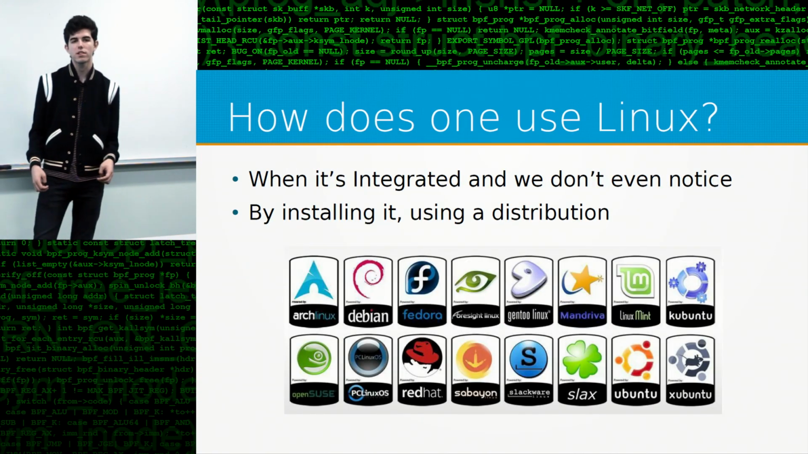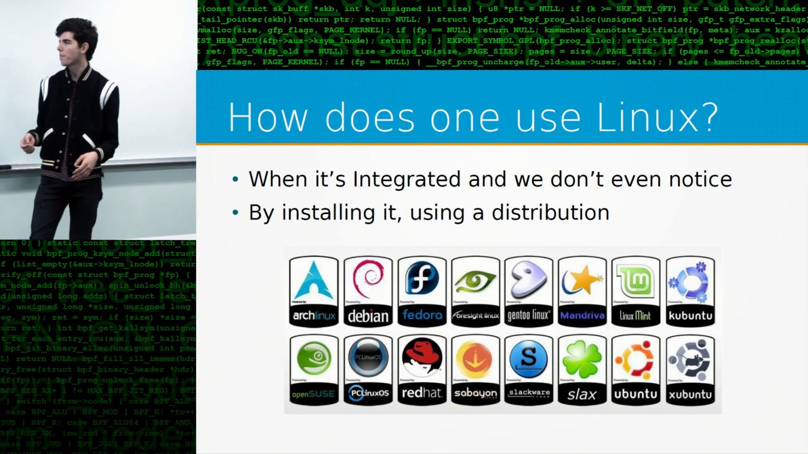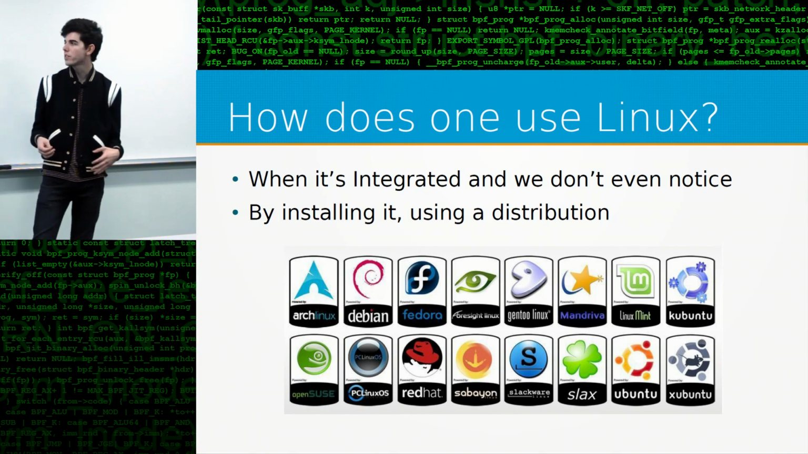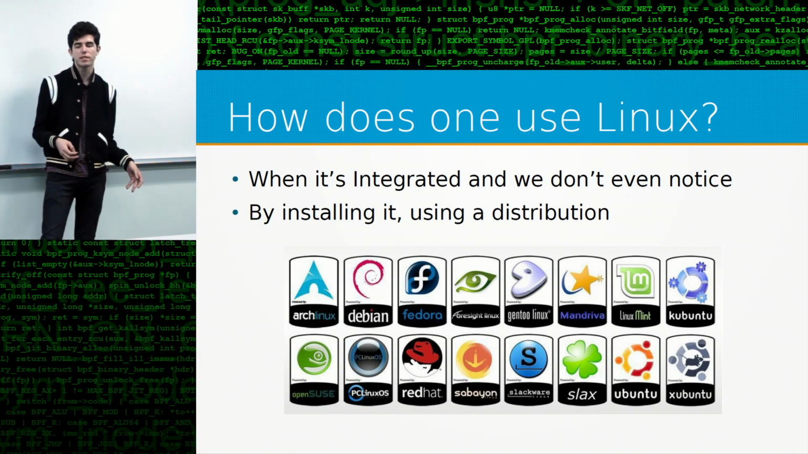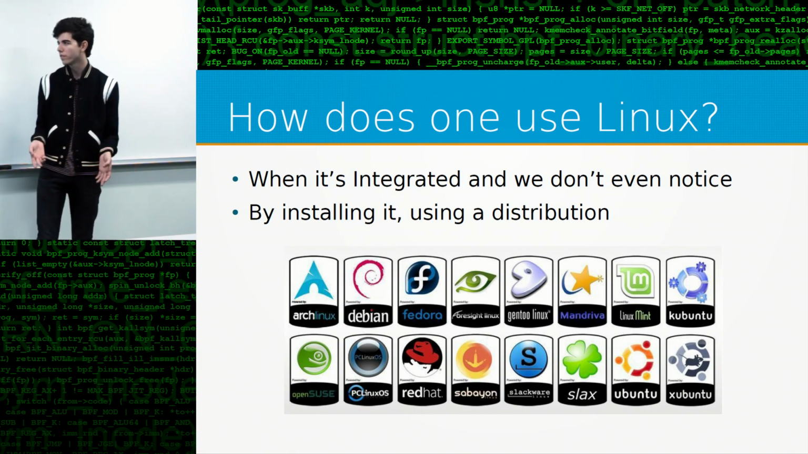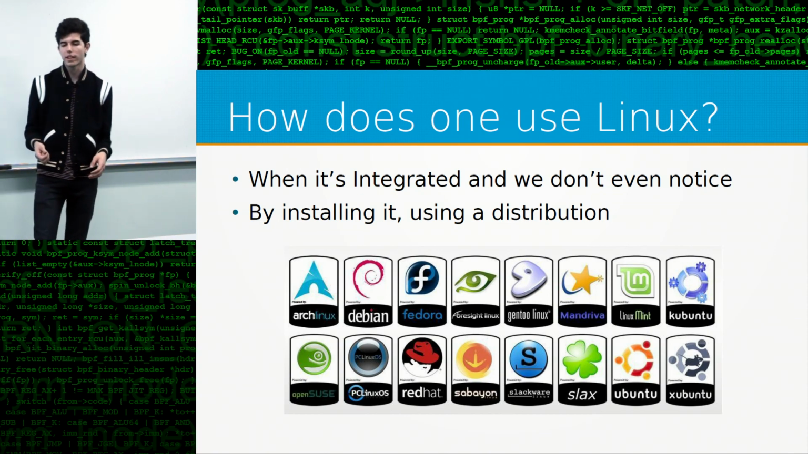So how do we actually use Linux? Using Linux in a desktop environment is pretty much done by installing it in a distribution. Of course, we also use it in many integrated platforms where we don't necessarily notice that. That would be like Android, servers, anything where we don't necessarily have direct access.